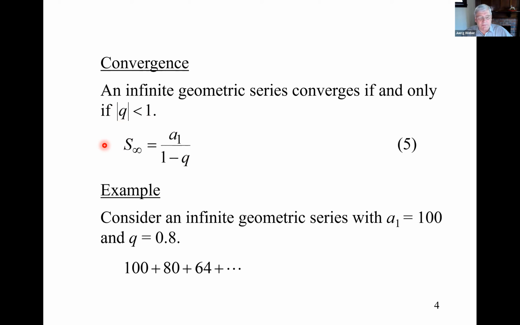Now let's make an example. Let's assume A1 is 100, and then we always multiply by q. So that's A1 times q, A1 times q squared. We take q as being 0.8. And we add all those items up. So q is less than 1 in absolute terms, so the series actually has a finite sum. The series converges to the finite sum, which is given by this equation here.